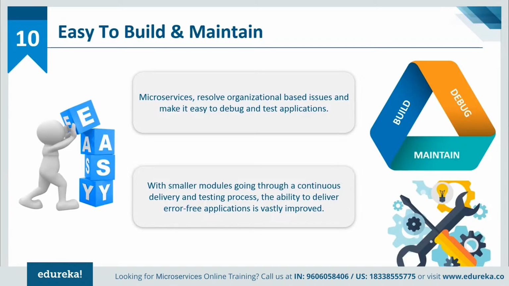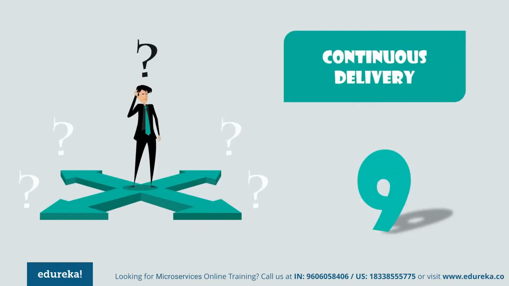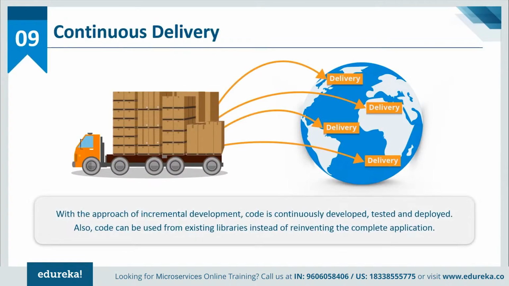So, microservices resolve such organizational based issues and make it easy to debug and test applications. With smaller modules going through a continuous delivery and testing process, your ability to deliver error free applications is vastly improved. On number 9, we have microservices providing continuous delivery.